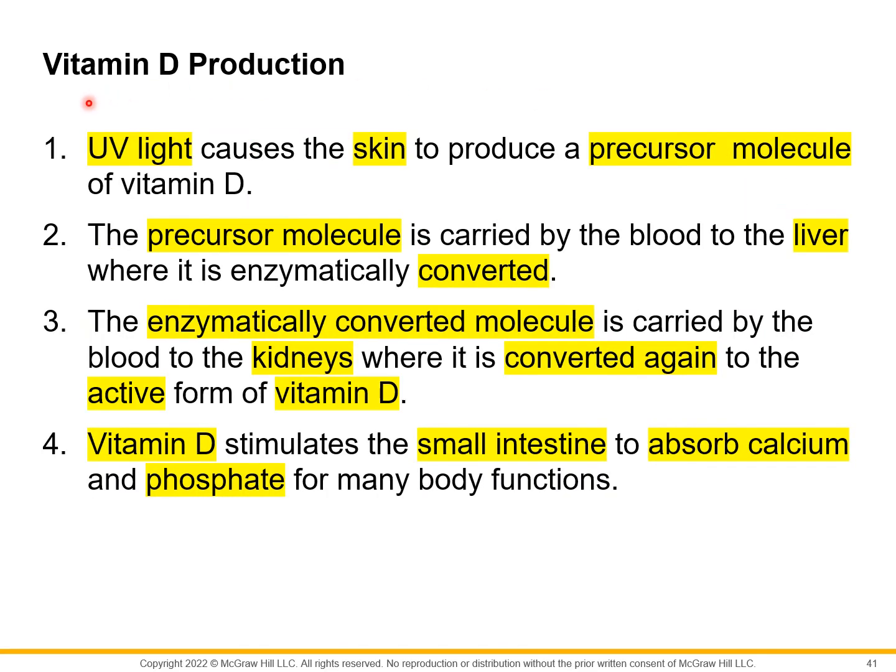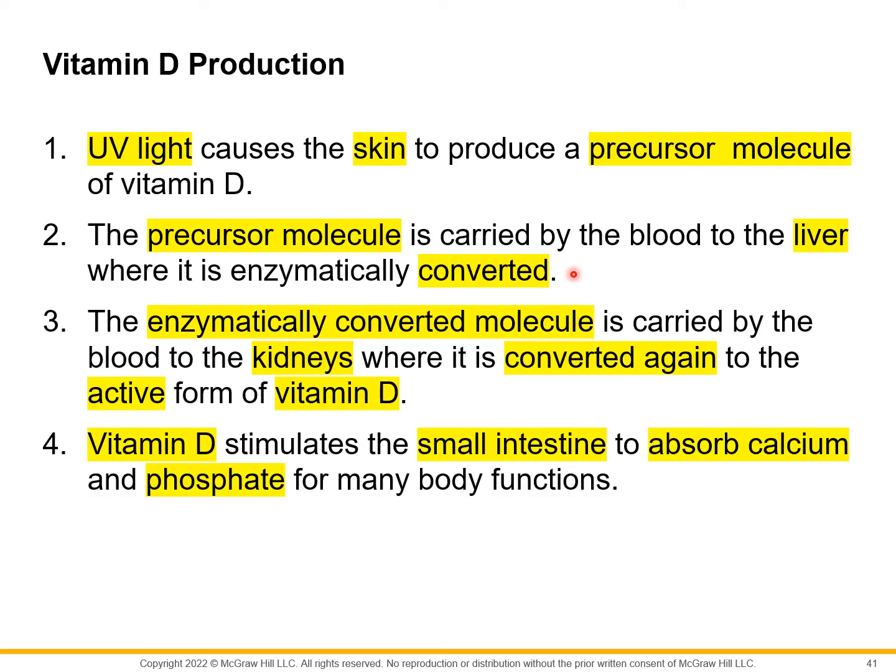Let's talk about vitamin D production. So UV light causes the skin to produce a precursor molecule for vitamin D. Kapag sinabing precursor molecule, ito yung molecule or ito yung substance na kumbaga is parang simula, no? Ito yung simula para maging vitamin D ang structure na to. So, kumbaga, ito yung building block ng vitamin D. So, this precursor molecule is brought to the liver and it is converted.